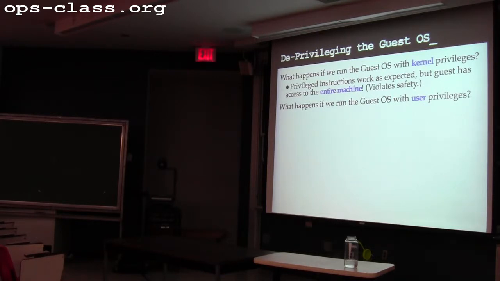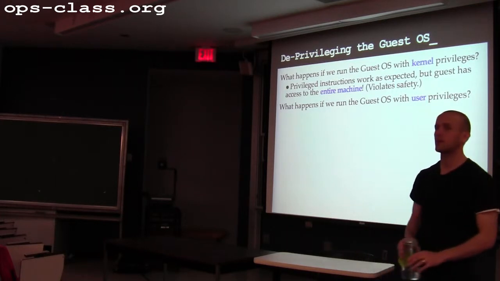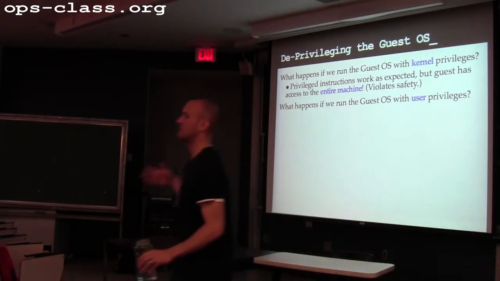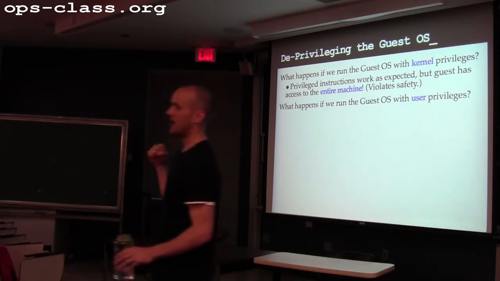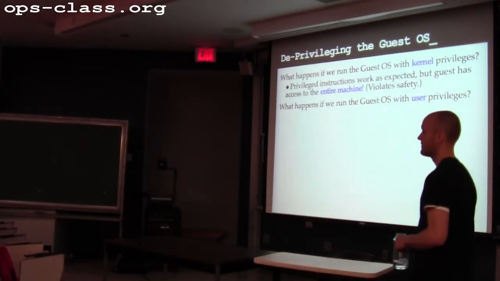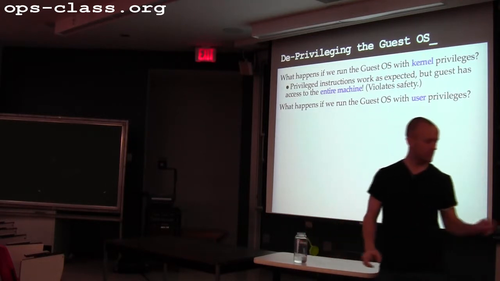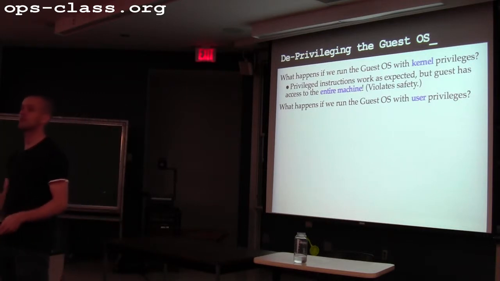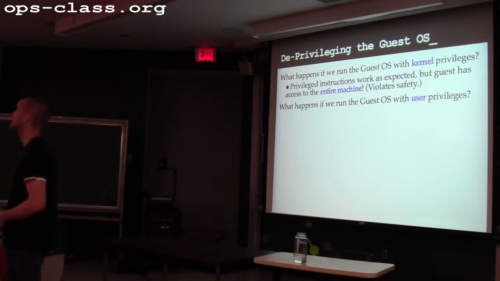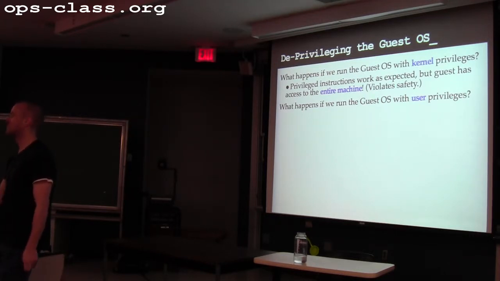Now, I think we went over this a little bit last time. So what happens if we run the guest OS with user privileges? This is our big trick, right? We're going to take the kernel and just execute it with user privileges. If you took your kernel and yanked away its privilege level behind its back, what would happen eventually? What happens if a user program tries to execute an instruction that requires some privilege that it doesn't have? How does it get killed? What's the first thing that happens?